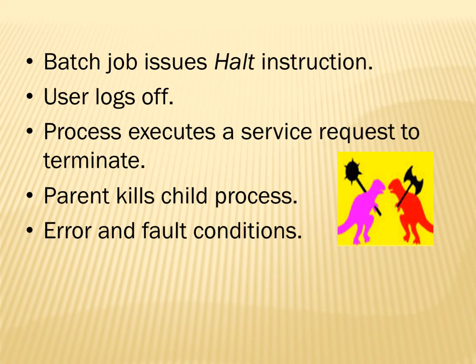A batch job issues a halt instruction, and because of this the process indicates termination. The user logs off, or the user shuts down the application or the computer. At that time the process is terminated. A process executes a service request to terminate. The process requests to stop execution. At that time it is terminated. The parent kills a child process. A parent may request to stop the execution of the child process. At that time the process terminates. And error or fault conditions occur. So these are some reasons why a process is terminated.